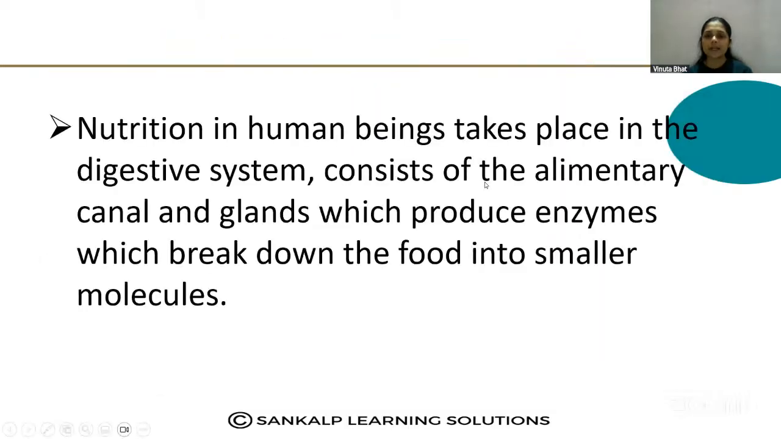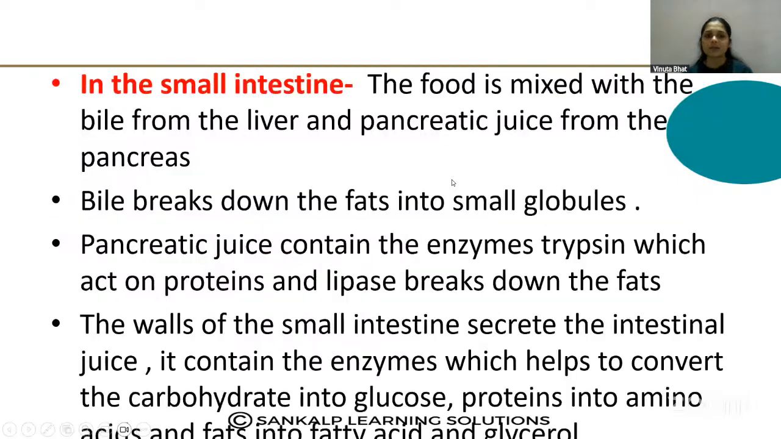So the pancreatic juice contains the enzymes trypsin. Very important, please remember the enzyme name trypsin, which acts on proteins, and lipase, which breaks down the fats.